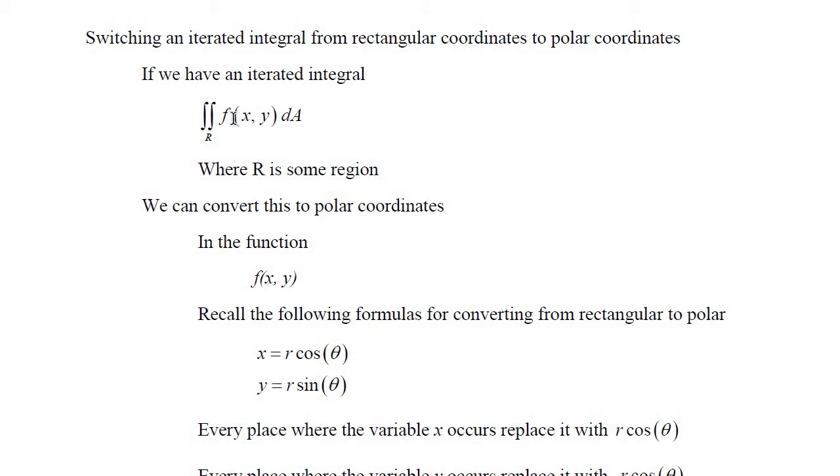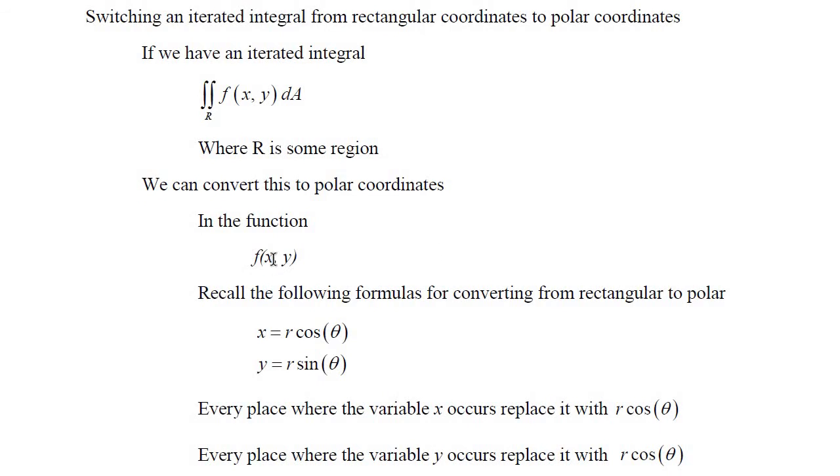So for our function f of x comma y, we're going to use the following equations to convert x's and y's into r's and thetas. So x is r cosine theta. So every place where we see an x in that function, we're going to replace that with r cosine theta. And y is equal to r sine theta. So everywhere in that algebraic expression where there's a y, I'm going to replace that with r sine theta. That should be a sine theta down there.